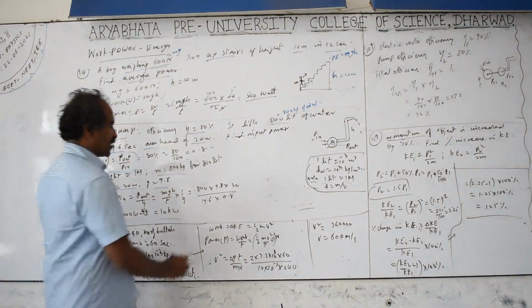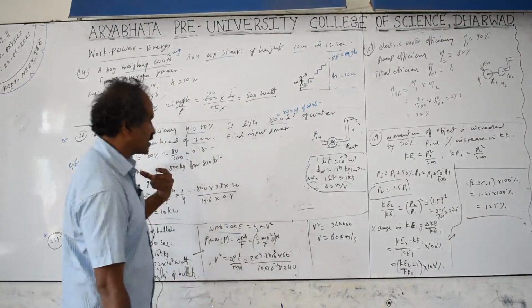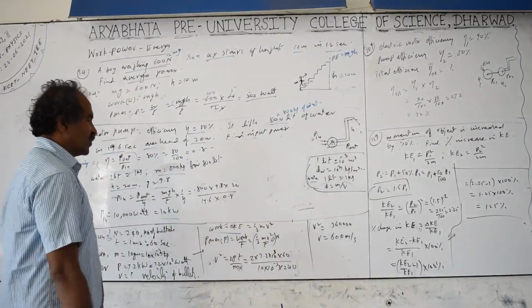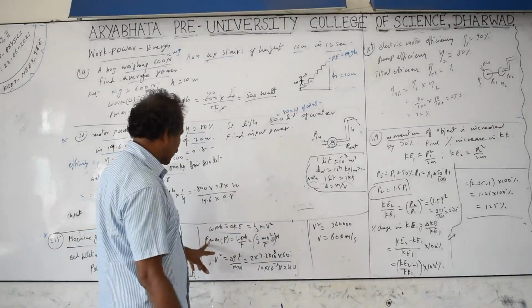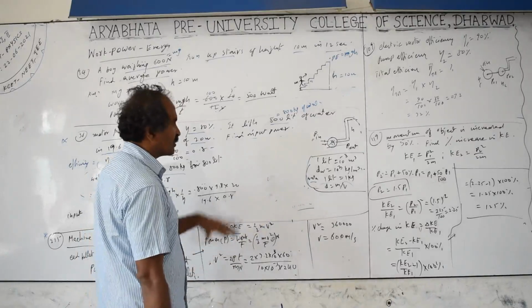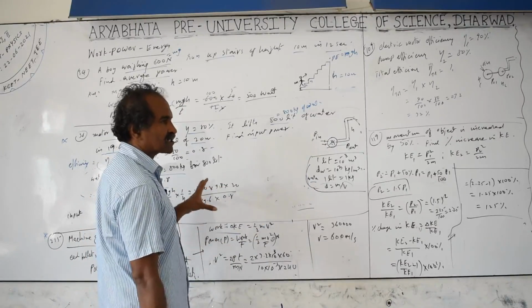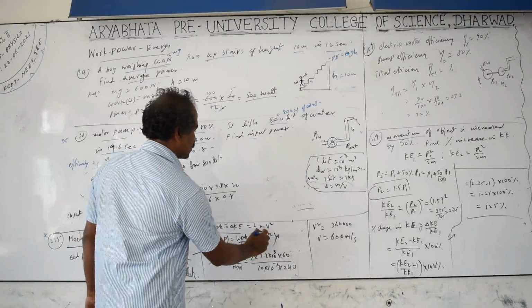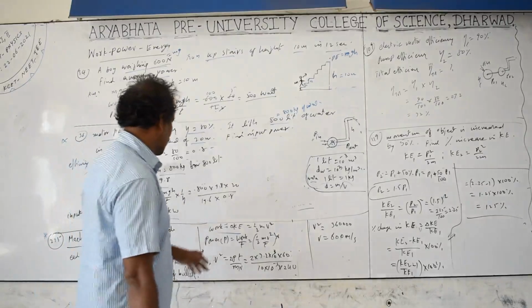Here work done is converted into change in kinetic energy. Work done is equal to change in kinetic energy. Initial velocity is 0, so change in kinetic energy equals final kinetic energy only, that is half mv square, because the bullet is initially at rest. In the case of firing the bullets, force is internal force, so momentum is conserved but kinetic energy is not conserved. Momentum is conserved means bullet momentum is equal to gun momentum in the opposite direction.